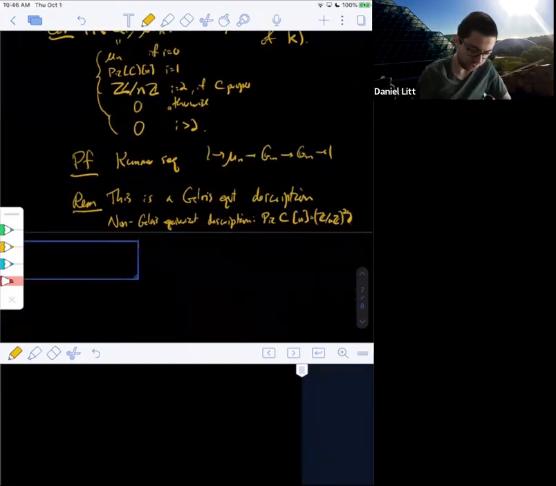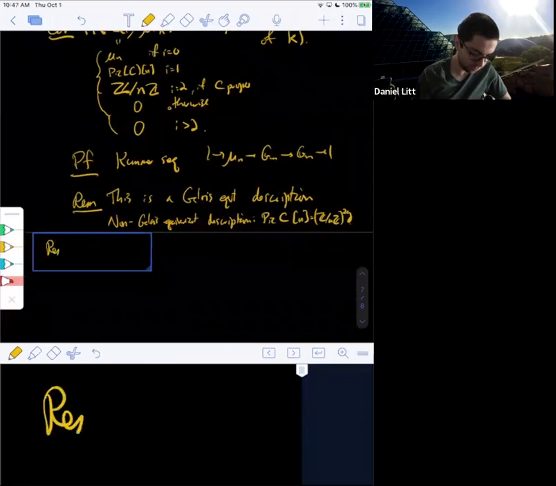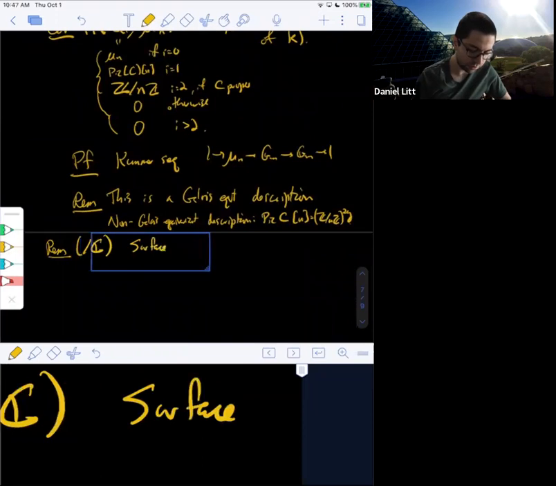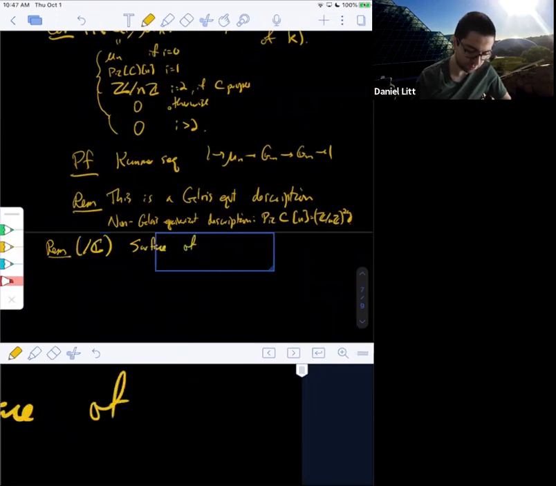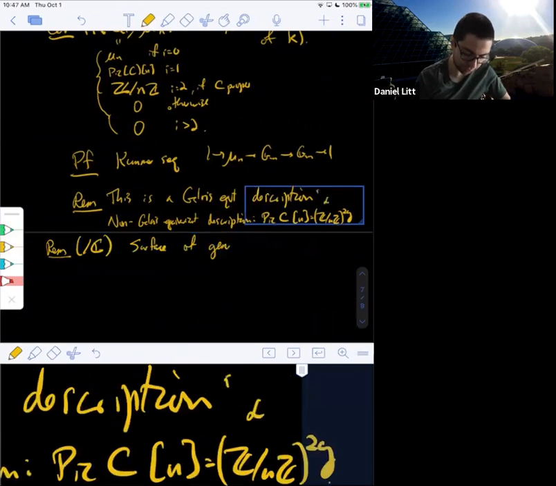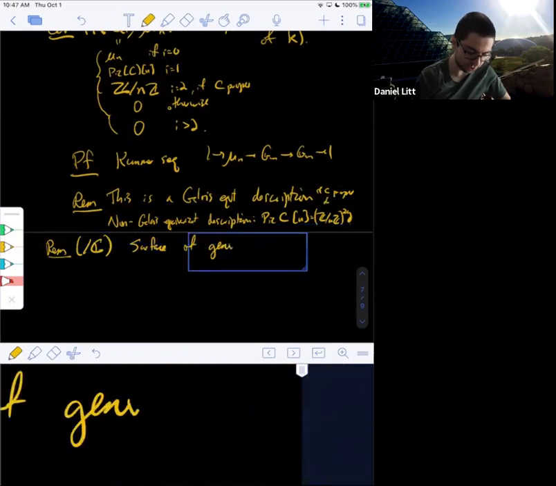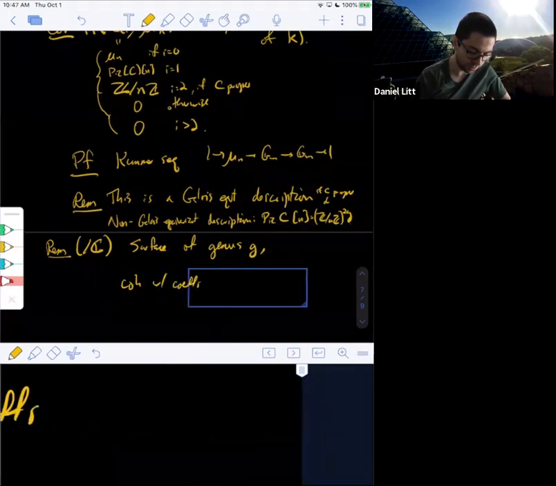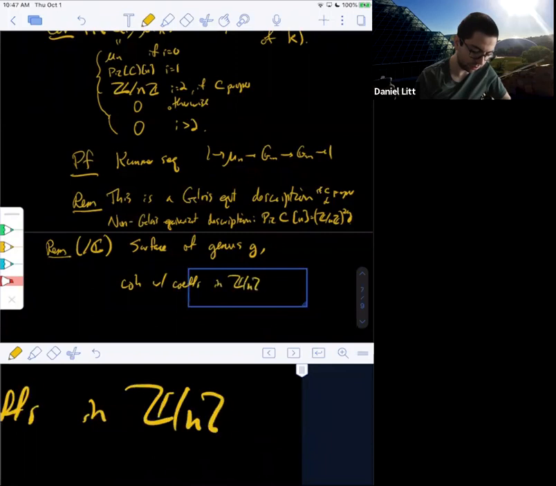So maybe just a couple remarks. This should be familiar from the situation over C. Sorry, this description is if C is proper. If you have a surface of genus g, the cohomology with coefficients in Z mod nZ looks the same.